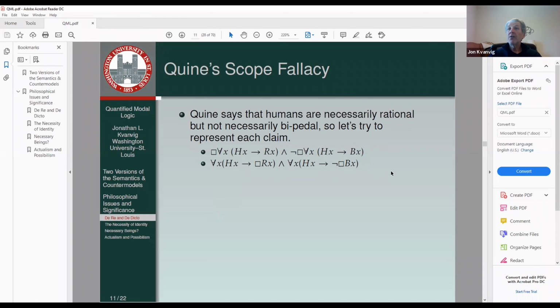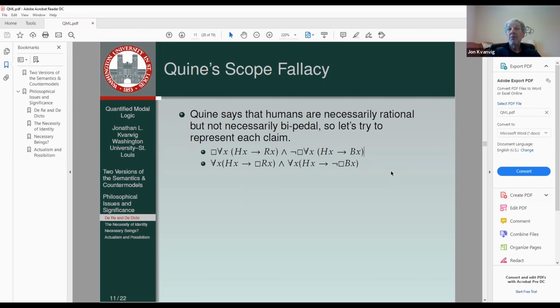If you want, you can convert it to a possibility claim, and then you'll get, it's possible that there exists a human who's not bipedal. Once again, the modal operator governs an entire well-formed formula with no free variables. In the second case, though, it attaches just to the back side of the formula, and so it is not governing an entire sentence. It is rather governing a part of a sentence.